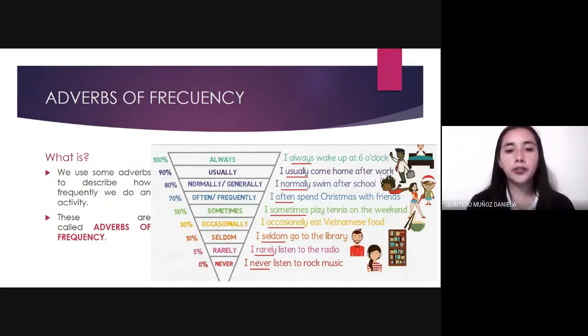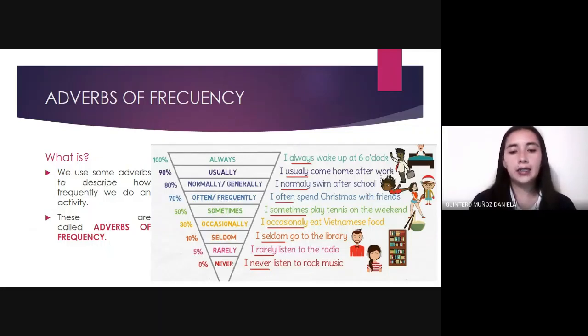70%, often, frequently. I often spend Christmas with friends. Frecuentemente paso Navidades con mis amigos. 50%, sometimes. I sometimes play tennis on the weekend. Algunas veces juego tenis el fin de semana. 30%, occasionally. I occasionally eat Vietnamese food. Entonces, ocasionalmente como comida vietnamita.